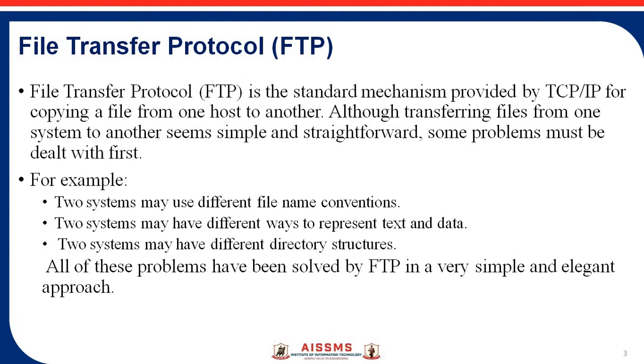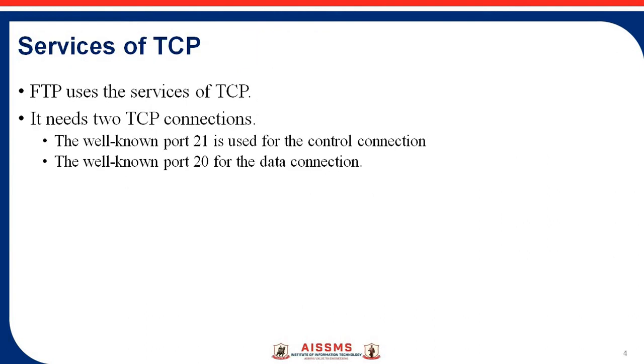FTP differs from other client-server application in that it establishes two connections between the host. One connection is used for data transfer and the other for control information, commands and responses. FTP uses the services of TCP. It needs two TCP connections. The well-known port 21 is used for control connection and the well-known port 20 is used for data connection.